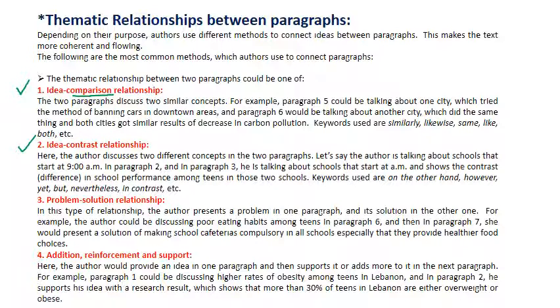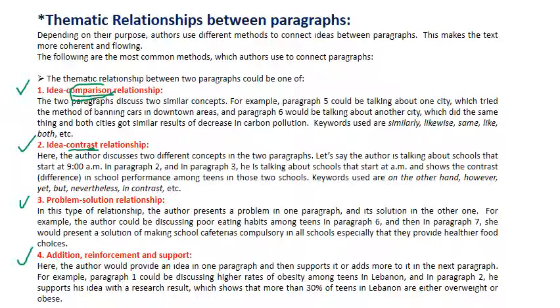Idea contrast, meaning in one paragraph he presents one idea, and in the other he shows a contrast. Here in one paragraph the author gives an idea, and in the latter paragraph he would show the difference. Here, problem solution. In one paragraph the author is giving a problem, in the latter paragraph he is presenting a solution. Addition and reinforcement. Here the author would provide an idea in one paragraph and then supports it or adds more to it in the next paragraph.